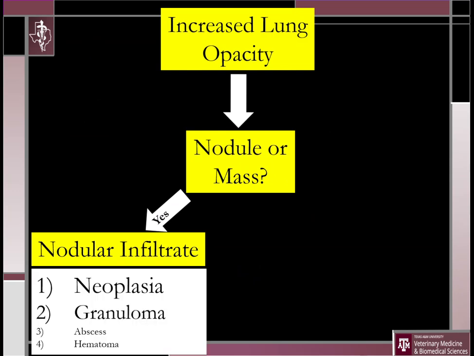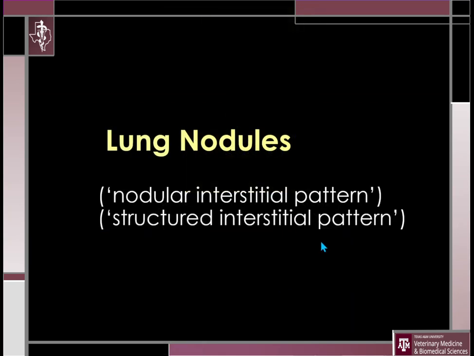In the nodular pattern, differentials include neoplasia, granuloma, and occasionally abscesses or hematomas. I believe I gave you the acronym CHANG, C-H-A-N-G, in the past. And these are those same things with the exception of cyst. So hematoma, abscess, neoplasia, granuloma. However, again, neoplasia and granuloma are going to be most common. If there is not nodules, we'll ask some more questions later.